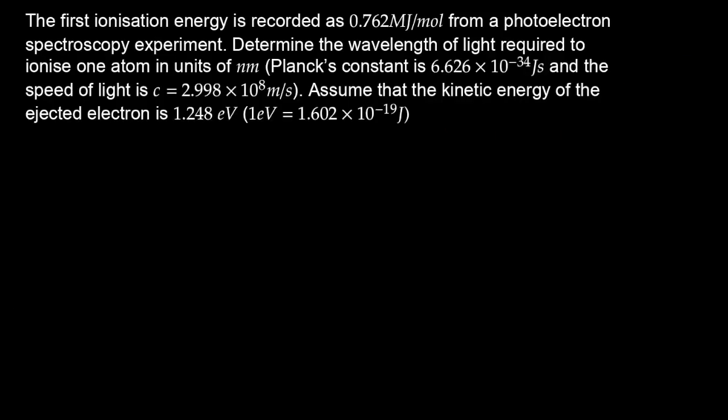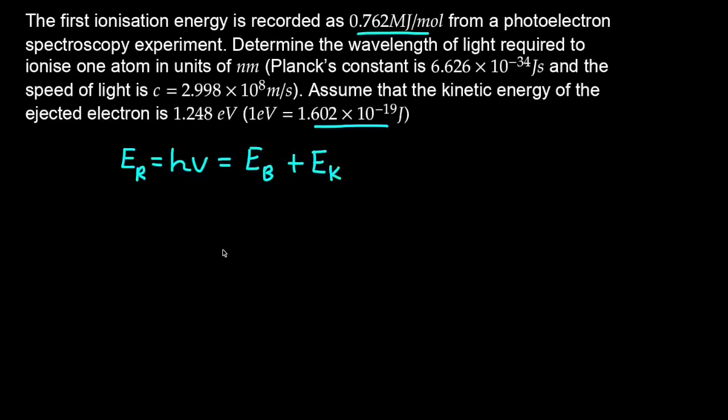The first ionization energy is recorded as follows from a photoelectron spectroscopy experiment. Determine the wavelength of light required to ionize one atom in nanometers, and we're given Planck's constant and the speed of light. And assume the kinetic energy of the ejected electron is 1.248 electron volts, which we can convert to joules. So we know that the energy from the electromagnetic radiation source is equal to Planck's constant by the frequency of light. And that's equal to the ionization energy plus the kinetic energy of the ejected electron.